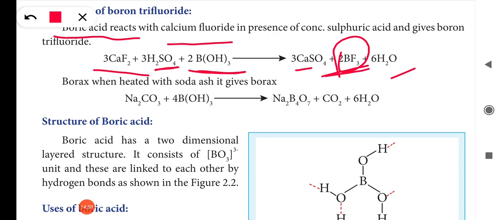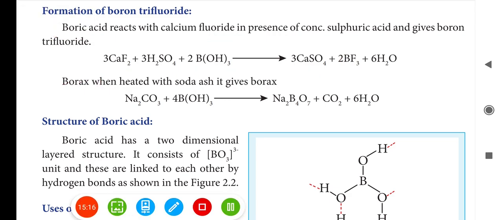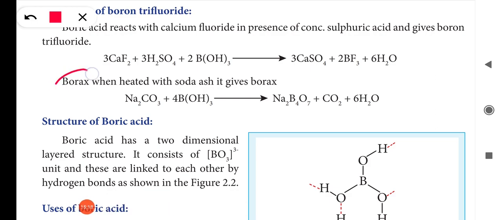Then borax when heated. See, this is not borax, this is boric acid. So strike it out and make it boric acid. Change this to borax. So now we are discussing the chemical properties of boric acid. So boric acid when heated with soda ash gives borax.